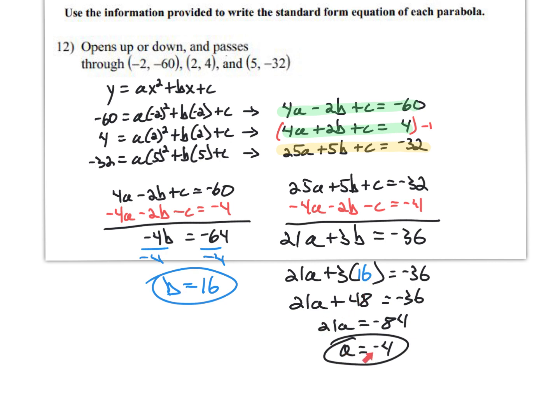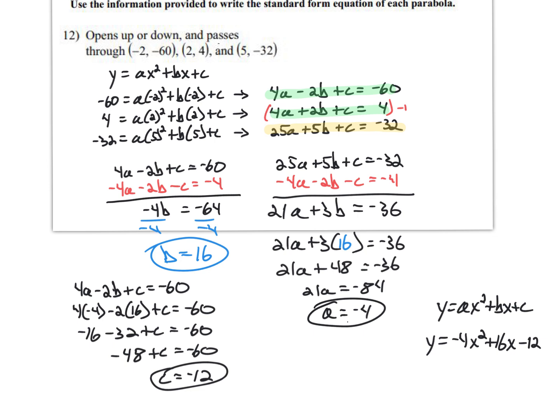So now I know b and I know a, so I can go back up to one of the original equations, plug in the a and b, and determine what c is. So after plugging in a and b, I'm able to determine here that c equals -12. Now you know your a, b, and your c, and you just write your equation in standard form. Ax squared, that's -4x squared, plus bx is plus 16x, and then your c is -12, and that would be your equation.